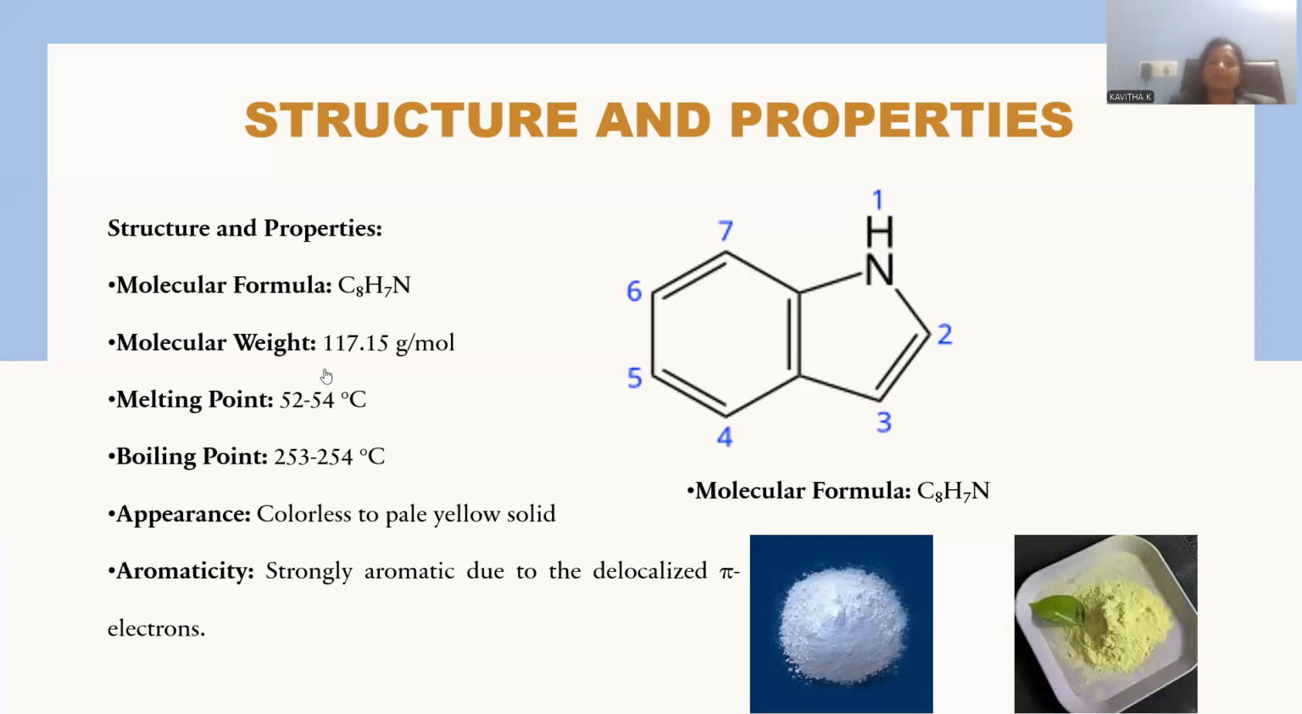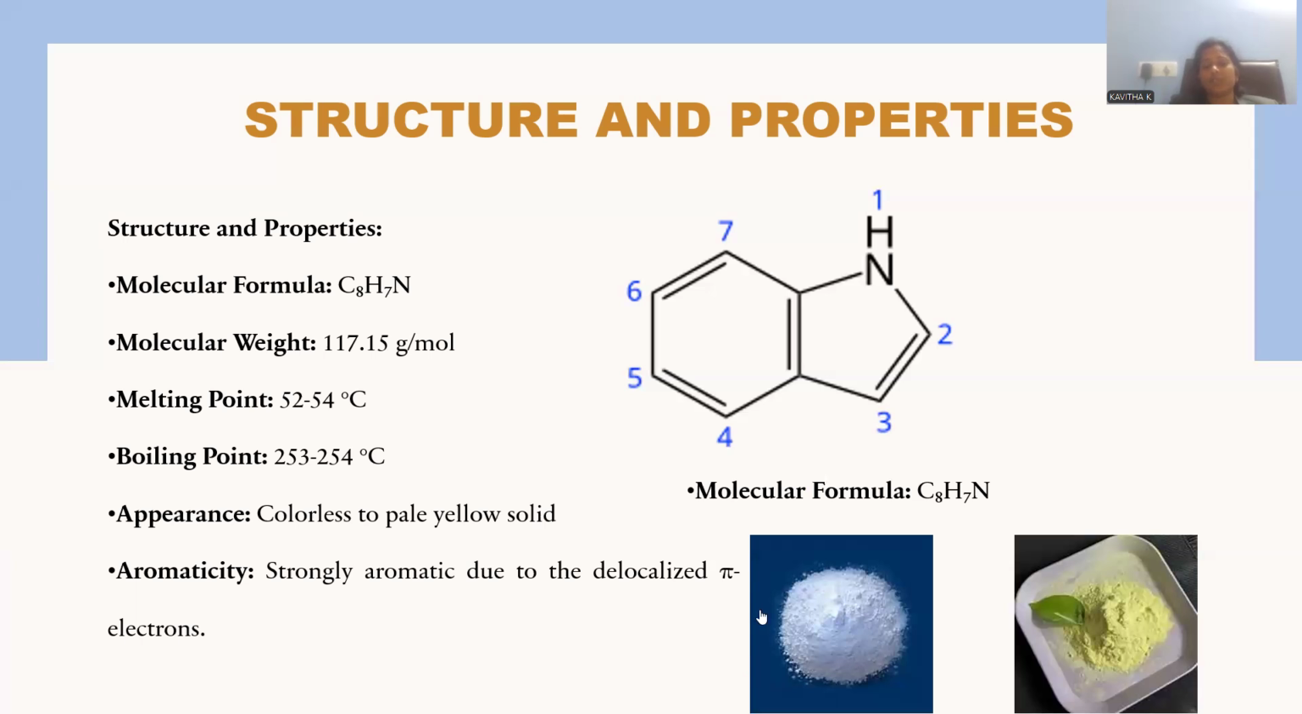And it weighs 117.15 grams per mole. The molecular weight is 117.15 grams per mole. Melting of this solid is possible at a temperature of 52 to 54 degrees centigrade. So it is able to melt at a temperature of 52 to 54 degrees centigrade. In order to boil it, 253 to 254 degrees centigrade is applied. Since it melts at 52 to 54, it exists in a solid nature.